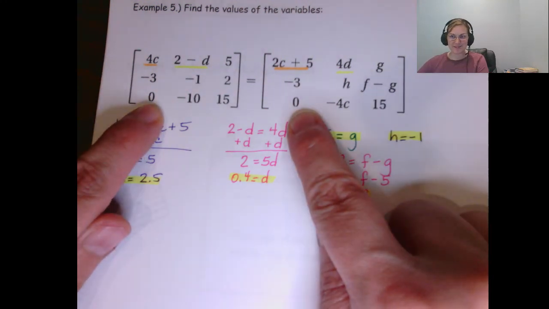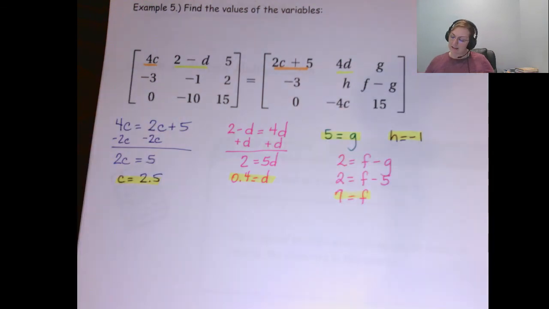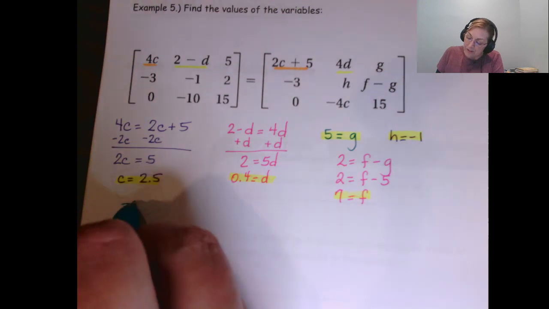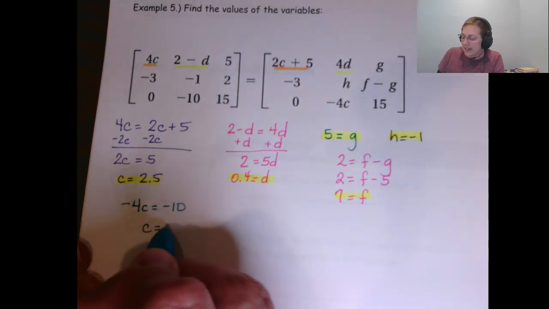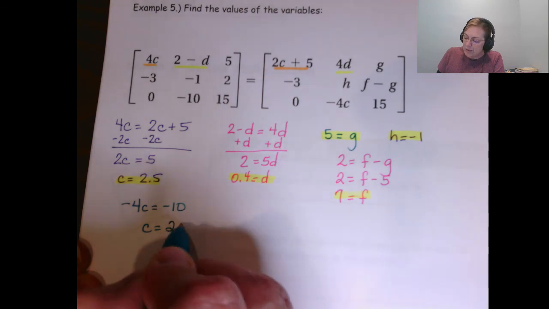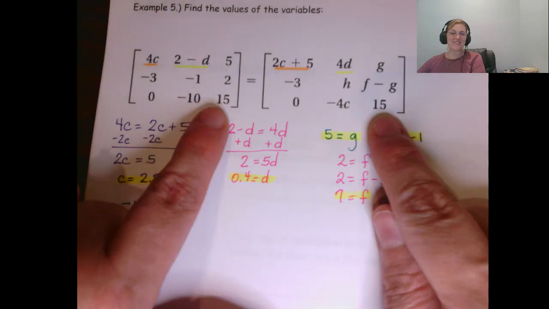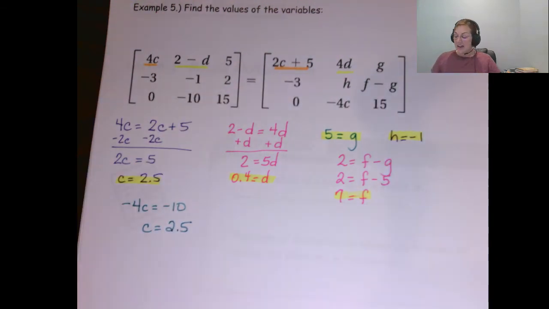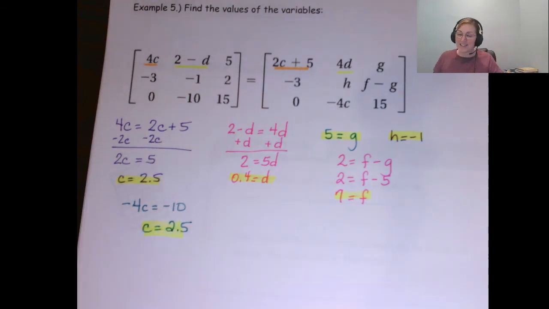Nice, but 0 equals 0. Row 3, column 2, -4C equals -10. So you can divide there and see that C is 2.5. And then finally we get that 15 equals 15. And we've identified all of the variables here. Nice work with this. I hope you're enjoying the matrices, and I look forward to more work on it.